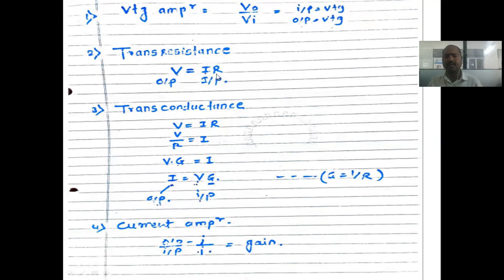What it indicates is that in case of trans resistance amplifier, your output is nothing but a voltage and input is current, right? Current with some resistance. That's why current is input and output is voltage.